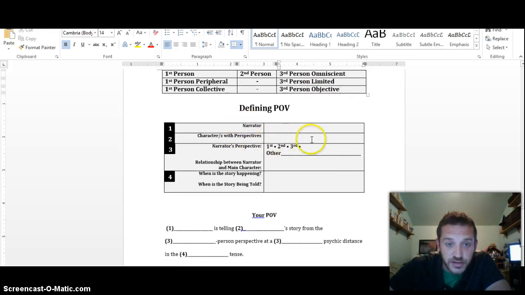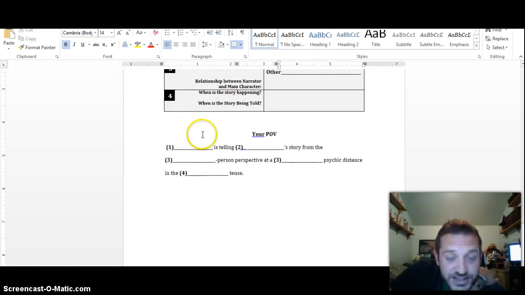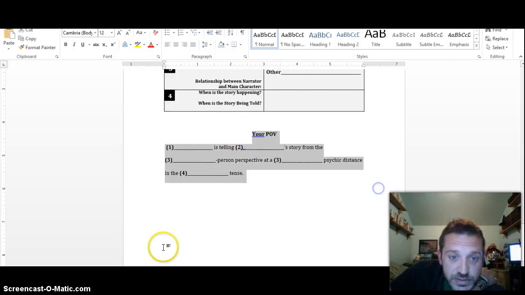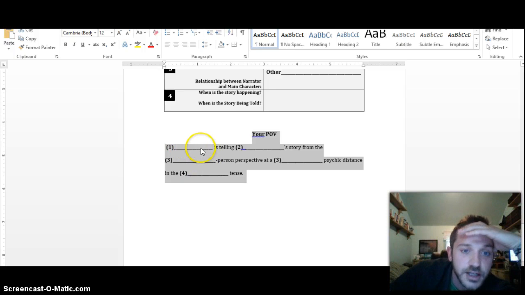Defining point of view: narrator, characters with perspectives, narrative. So this is just a little activity for you to help really understand the point of view used in a story. And this is a really great exercise that I want you guys to always do when you're pre-writing a story. You're going to figure out that this person is telling this person's story from this perspective at this psychic distance in this tense. This really helps you understand and analyze writing, but it also helps you pre-write your own writing.